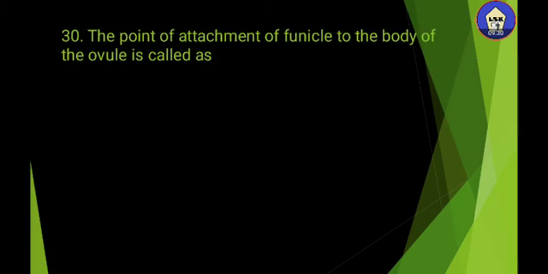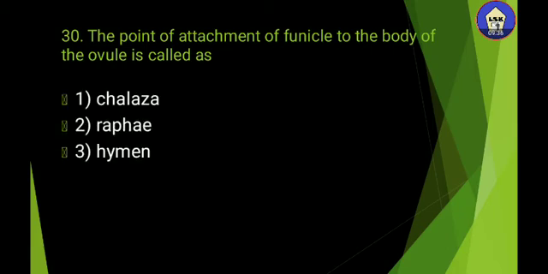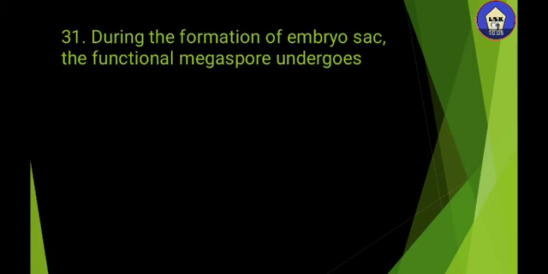Question number 30. The point of attachment of funicle to the body of the ovule is called as, very easy, hilum. But hilum is not given in the options. Hymen is given. Hymen is different. Hymen is a part of the female reproductive system in human beings. So that is totally different. Chalaza is wrong. Raphe is wrong. So the answer should be none of these. The correct answer is hilum. It is not given in the option.